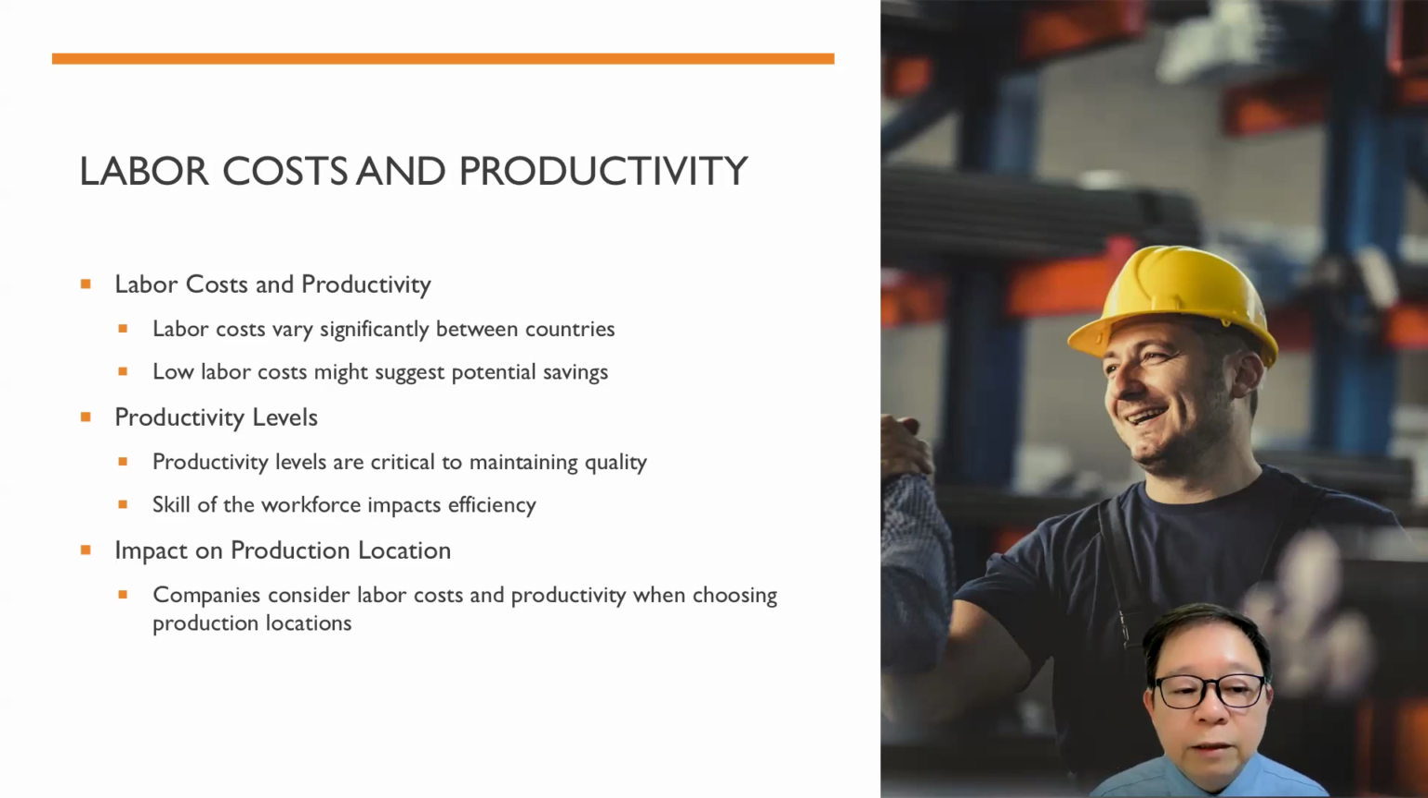So low labor costs may suggest potential savings. We all know that, but productivity is the main key thing. Productivity levels are crucial to maintain quality. So we don't only look at the labor cost, the salary, the wages. We also look at the productivity levels. That's why skill is important, because we all know that the skill of the workforce impacts efficiency. So at the end of the day, it will impact our decision on the production location. A company considers labor cost and productivity when choosing the production location.